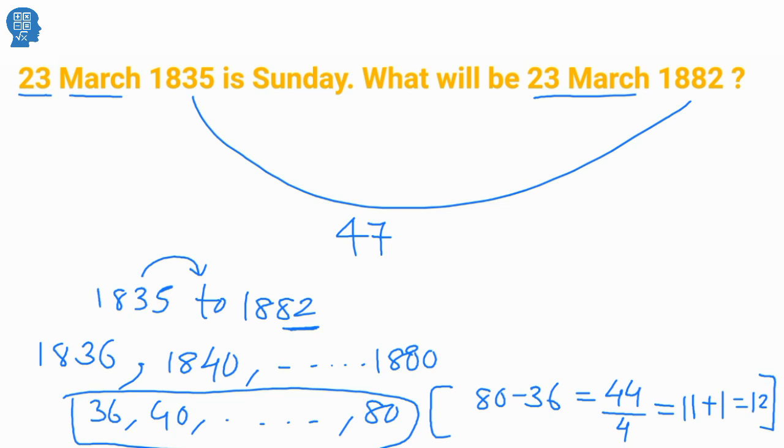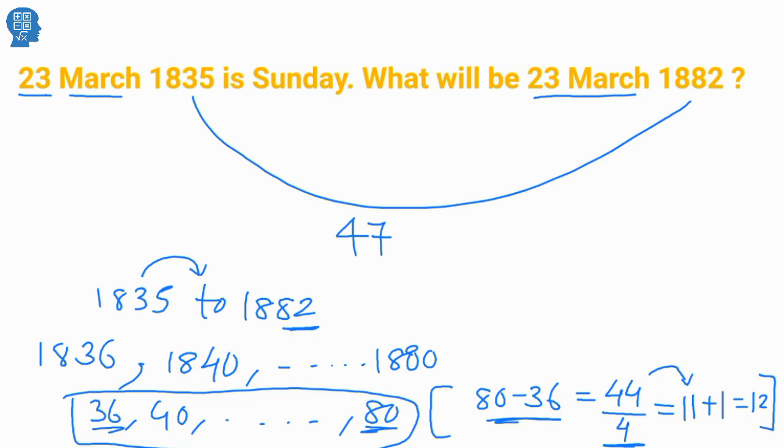These 36, 40 and so on up to 80 form an AP, arithmetic progression. To find the number of leap years, just take the last one minus the first one: 80 minus 36. After getting the value, immediately divide by 4. Why are we dividing by 4? Every 4 years we get a leap year, so you have to divide by 4. Whatever quotient you get, plus 1. This is how we proceed to find the number of leap years.